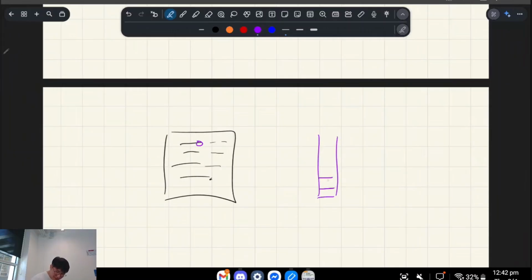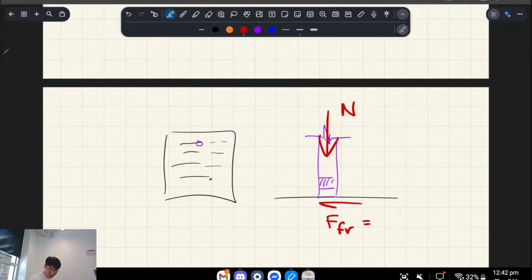So that's the pencil and the rubber and stuff like that, right? And this page. If you have a larger normal force, let's call that normal force N, it produces a larger frictional force. So the force due to friction is some number multiplied by your normal force, okay?